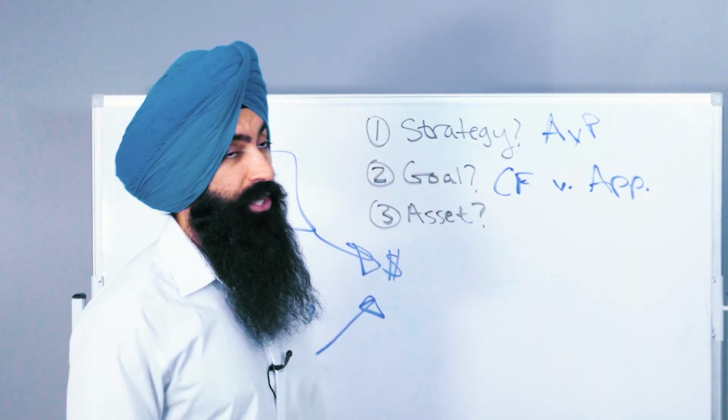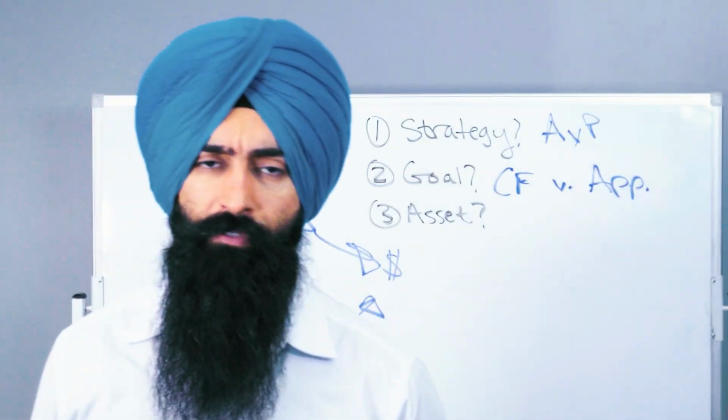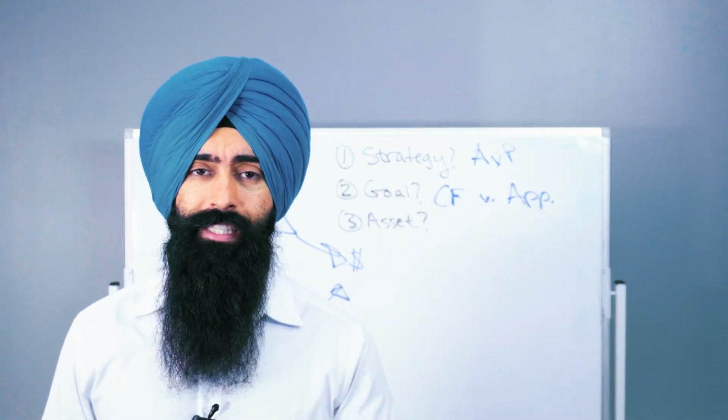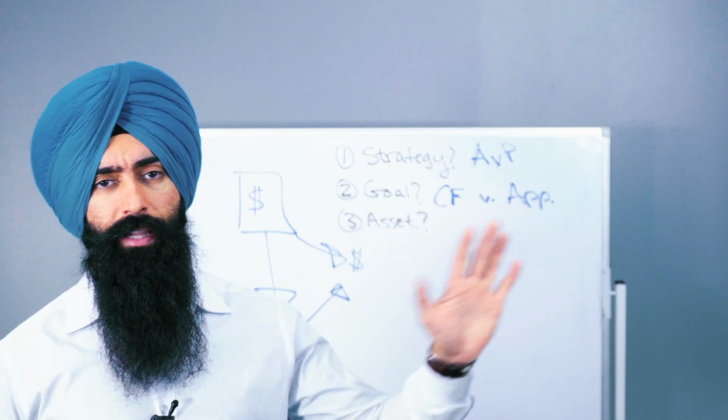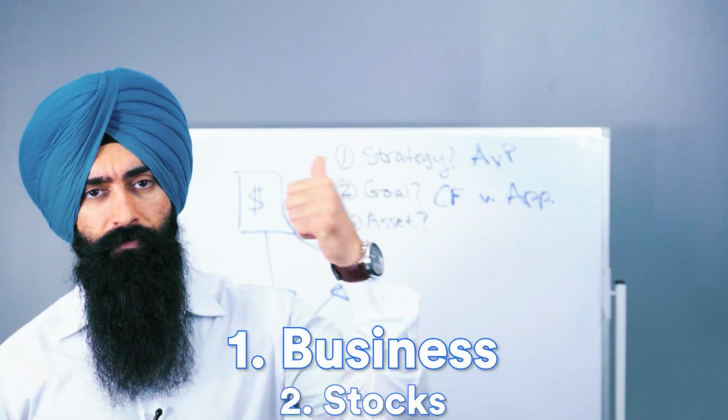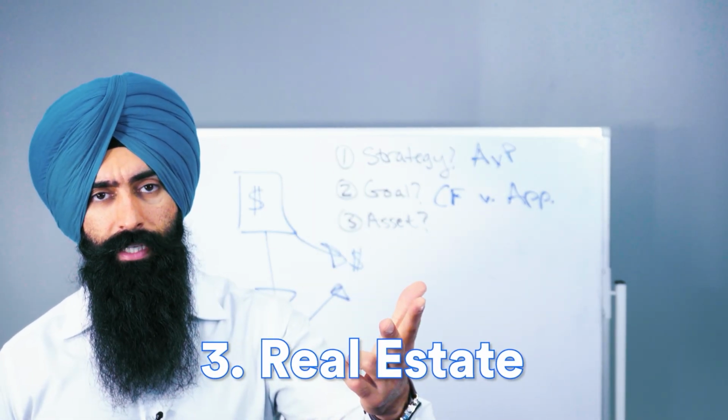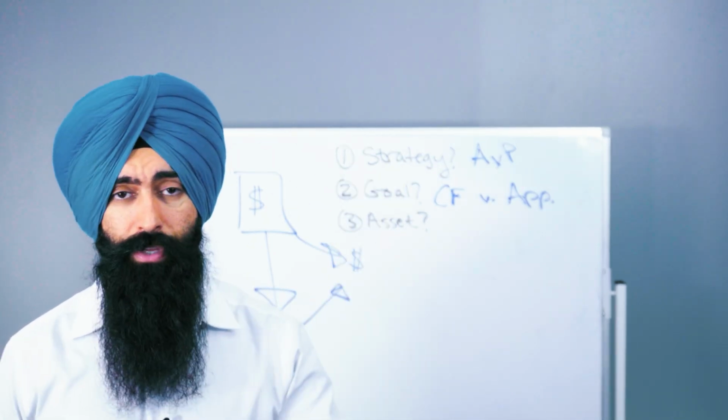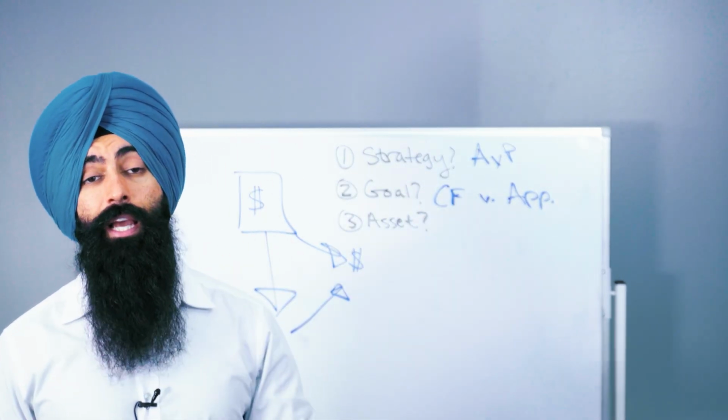And then the third thing you want to think about is, which asset do you want to invest in? Now, the 3 assets that have built more wealth than anything else over the last century are building a business, investing in stocks, investing in real estate. There are many types of assets out there, but those are the 3 that have been time tested and proven.